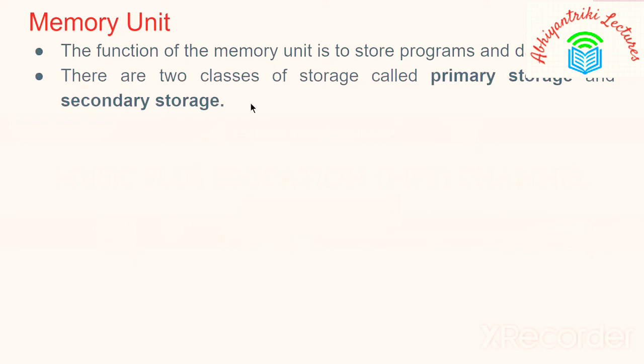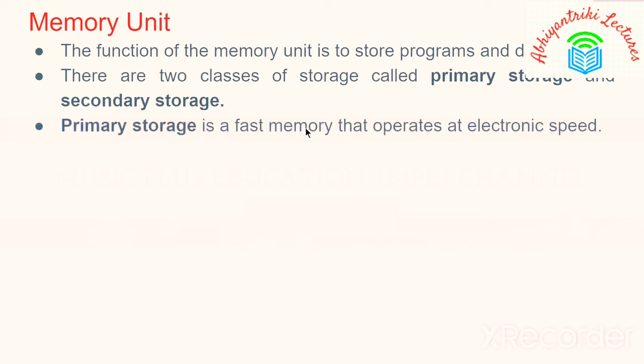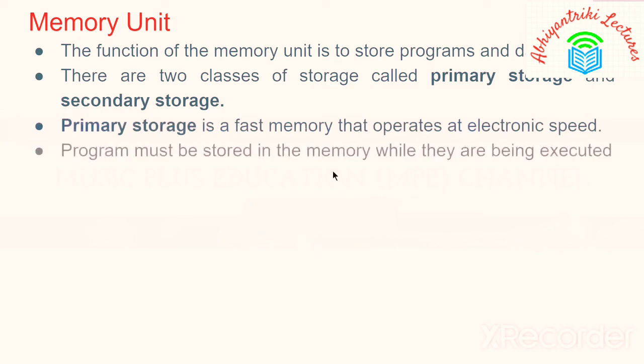So, memory unit. The function of the memory unit is to store programs and data. There are two classes of storage called primary storage and secondary storage. Primary storage means random access memory. Secondary storage is hard disk drive, CD, DVD and all. Primary storage, that is RAM, is fast memory that operates at electronic speed. Programs must be stored in the memory while they are being executed, obviously.